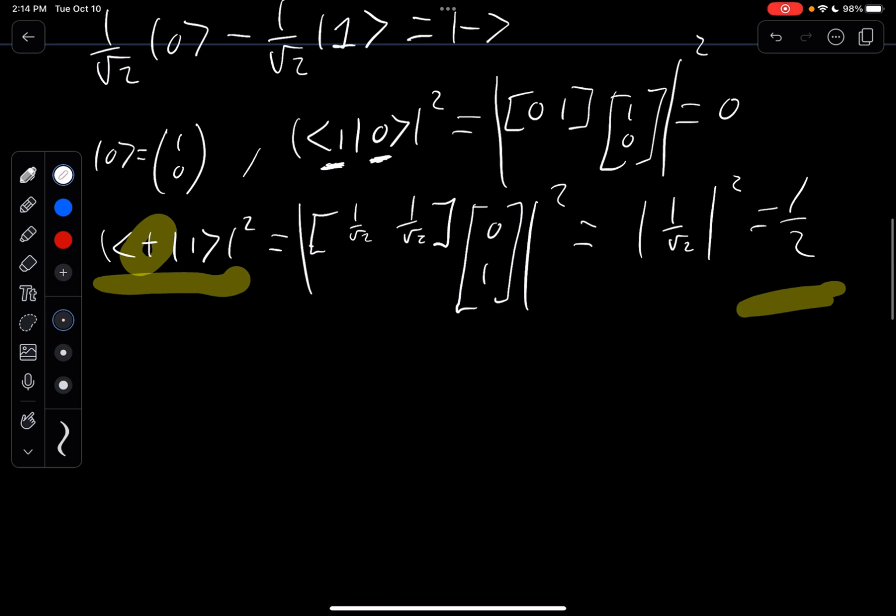One check that you can do for yourself is that if you start with a minus state, and you ask, are you a plus state? You would get out 0. That's something that you should check.